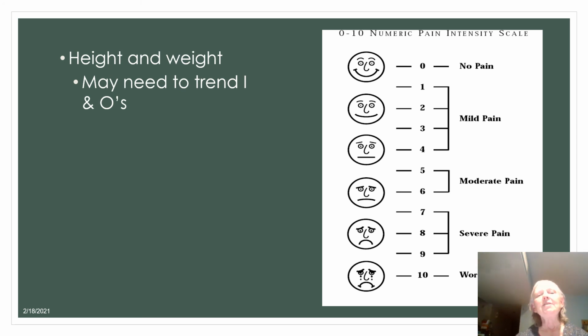Height and weight, I's and O's. You guys know what goes in should come out. If you have a person that you've given 2,000 mLs of fluid to and you got 750 back, where's the other 1,250? And is it going to affect their breathing?